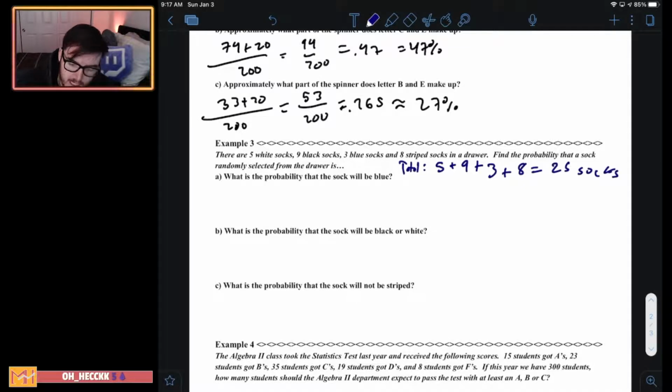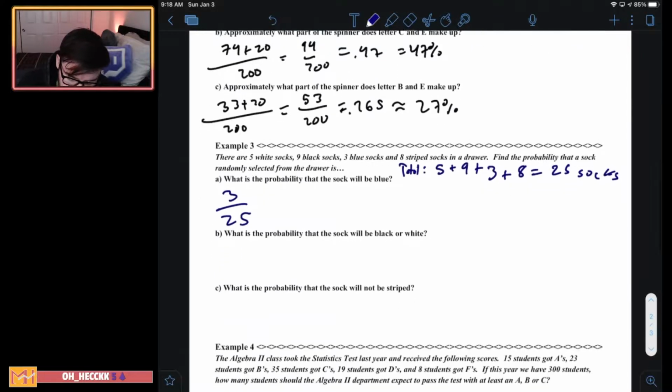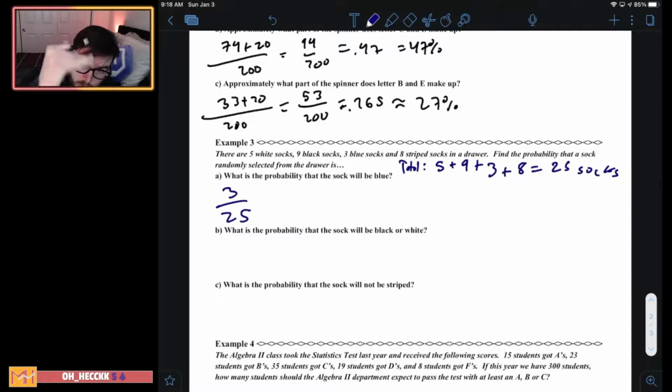So what is the probability that the sock will be blue? So if I'm just putting my hand in the drawer and grabbing a sock at random, what is the probability that it will be blue? Well, there are only 3 blue socks out of the 25. Done. I'm just going to leave it as a fraction, right? I've been writing it as percentages, but you get the point, right? There are 3 blue socks out of the 25.